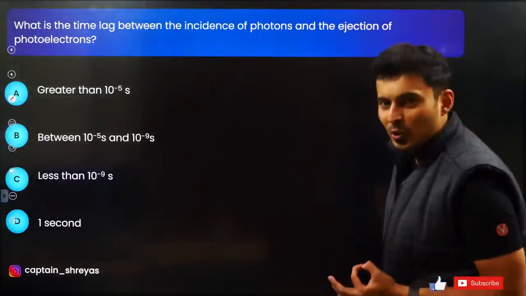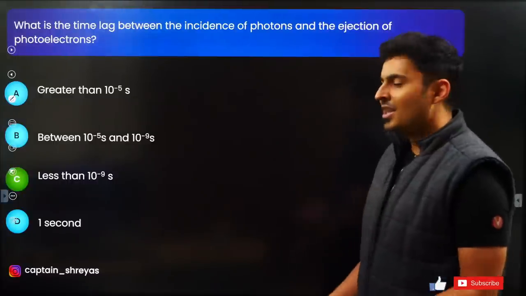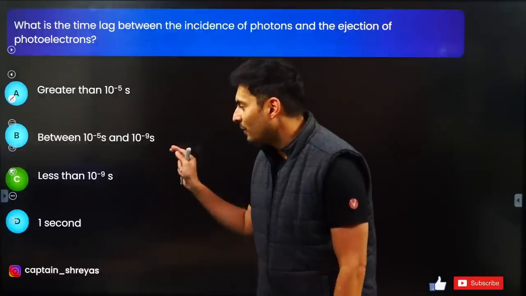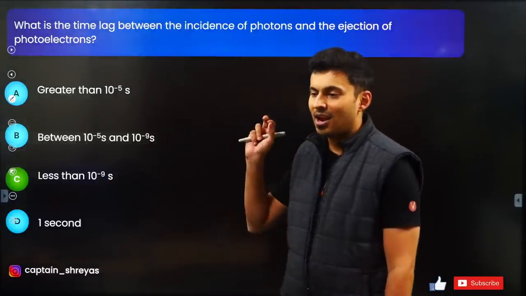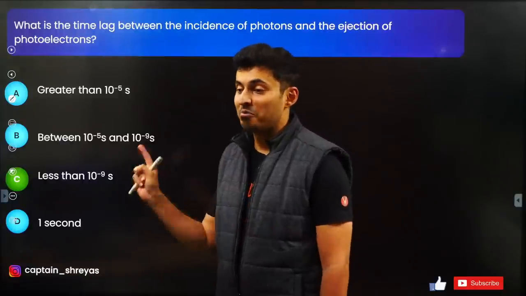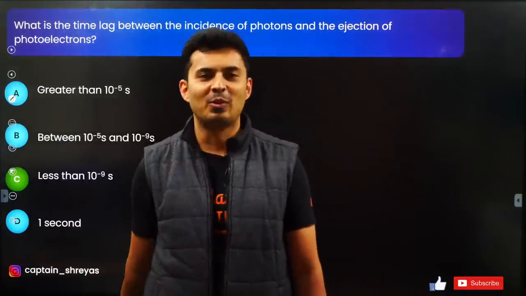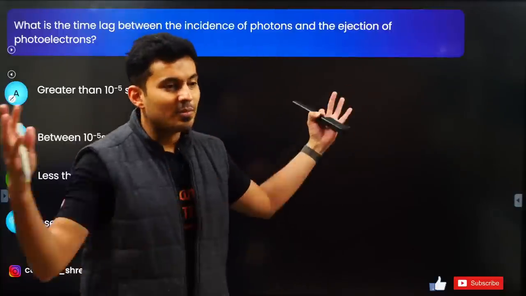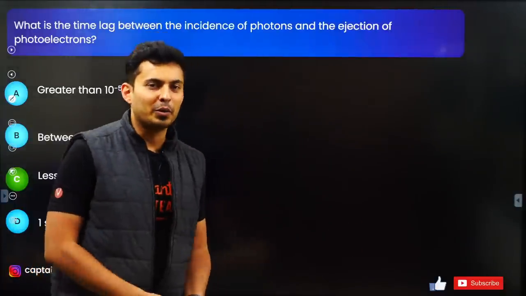There is almost no time lag. It's not in seconds. It's in nanoseconds. The Tata Nano car, right? Nanoseconds. So 10 to the power minus 9 seconds. Hardly any time. Exactly. 10 to the power minus 9. Very, very small. Within a blink of our eye, that's it. There will be thousands, millions of electrons which will be coming out of it.